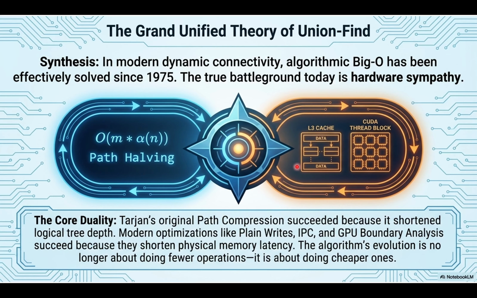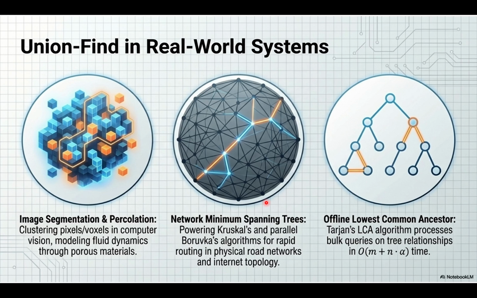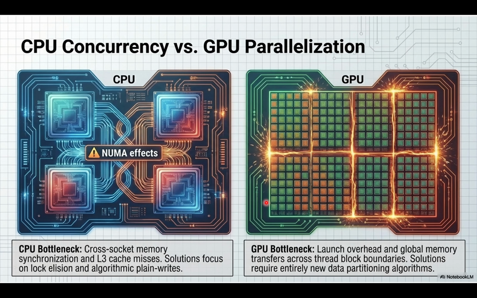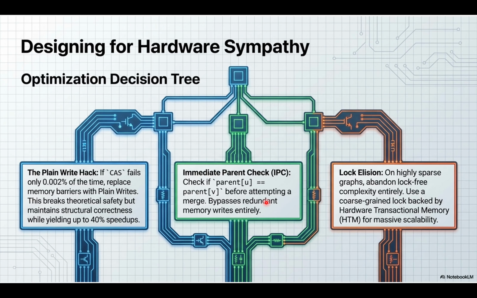So we are basically leaving the realm of theoretical math and entering the reality of electricity and memory. Let's talk about the phrase those slides use for this: hardware sympathy. Hardware sympathy is such a great term. It's the practice of designing software that works in harmony with the physical quirks of the machine running it. A perfect example of this is the multi-core contention bottleneck.